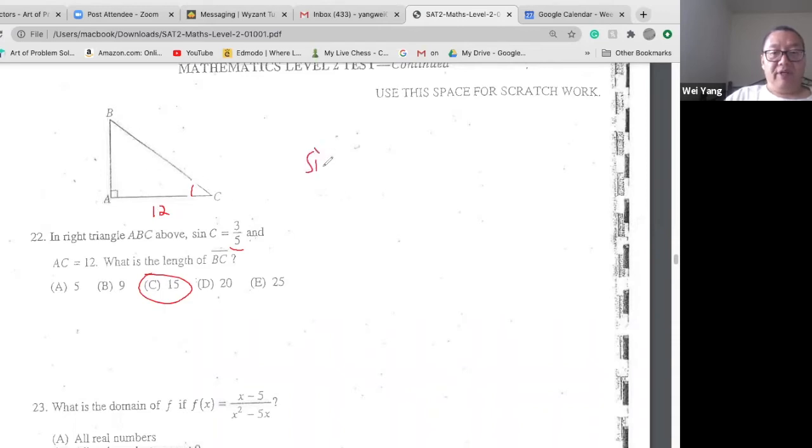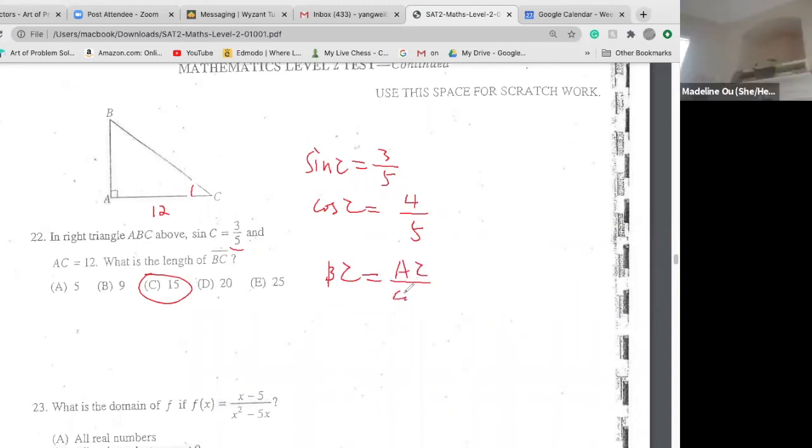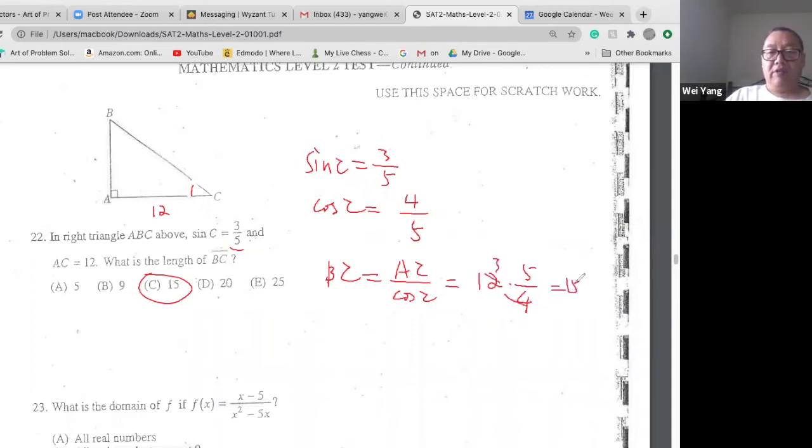So from here, sin C equals 3 over 5. We need cosine C. Cosine C will equal 4 over 5, since 9 plus 16, yes. Cosine C equals 4 over 5. Then to find BC, you just need to use AC divided by cosine C. So that equals 12 times 5 over 4. So you got this one equals 15. Yes, wonderful. That's correct.